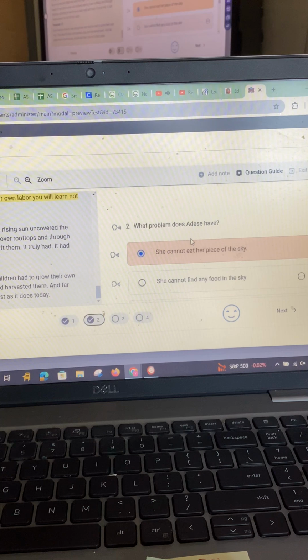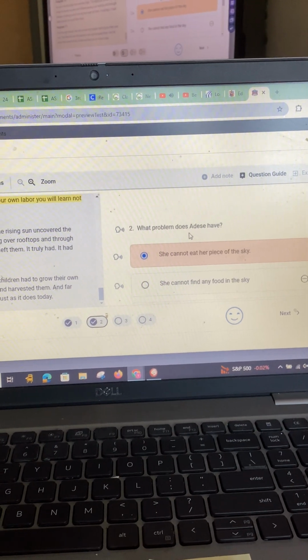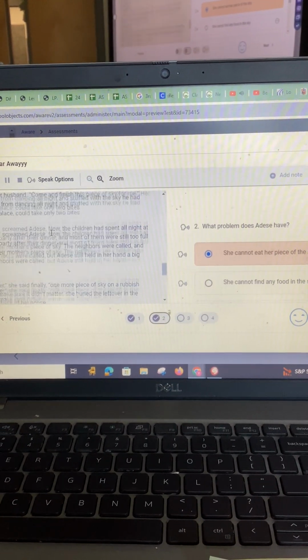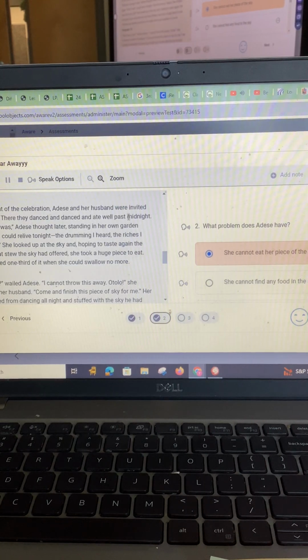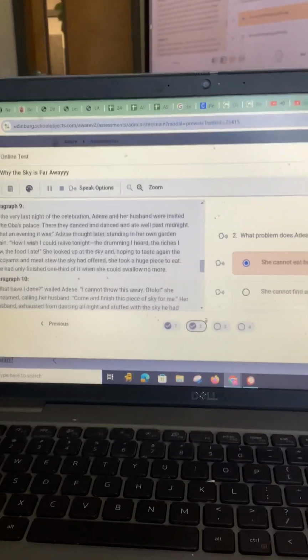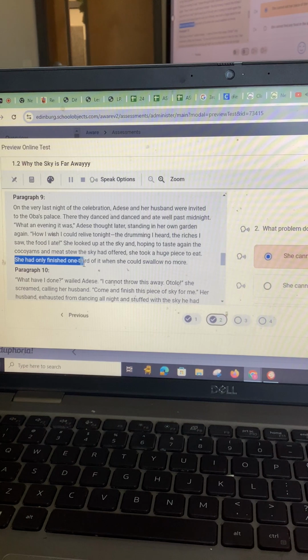So here, the answer is that she cannot eat her piece of the sky. Watch, I'll prove it. If we go to paragraph 9, because that's where I remember I read it, it says she had only finished, right here, last sentence, she had only finished 1/3 of it when she could swallow no more. She had a problem. She couldn't eat it. She couldn't finish it, right? She had only finished 1/3 of it. So here I proved my answer.